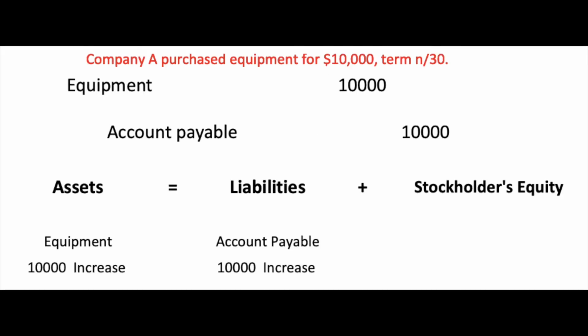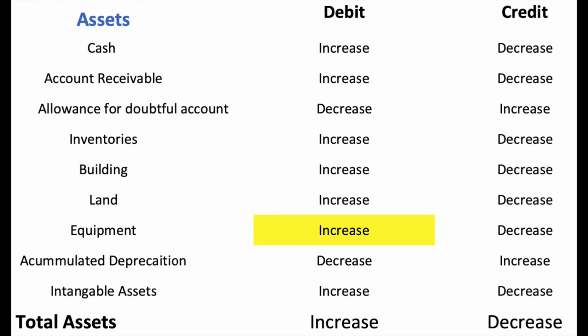Company A purchased equipment for $10,000, term N30. The accountant would debit $10,000 to equipment and credit $10,000 to accounts payable. Assets increase by $10,000 and liabilities are increased by the $10,000. In this transaction, equipment and accounts payable are increased in the balance sheet.